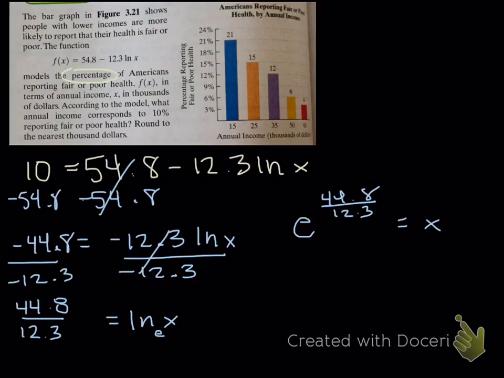Notice by doing this one step, x is now by itself, and I would just have to type this in the calculator. You would do e caret parenthesis 44.8 divided by 12.3, close the parenthesis. When you do that, you get x is approximately equal to 38. And in the problem up here, it tells you that x is measured in thousands of dollars. So this means they have an annual income of $38,000. And that corresponds to 10% of Americans reporting fair or poor health.